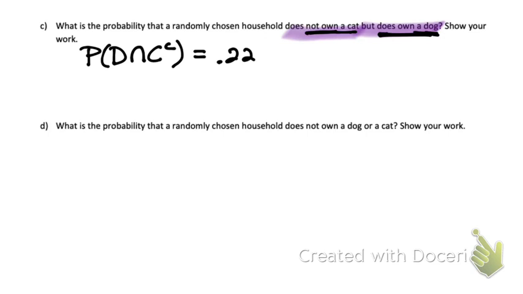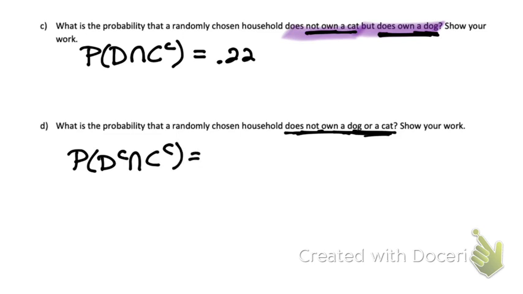What is the probability that a randomly chosen household does not own a dog or a cat? Tell me the notation there. It's 46. Wait a second. Time out. Don't you already have that label in your Venn diagram? What is it? Guess what? That's all you have to do to show your work right there. Isn't that awesome? That is incredible.